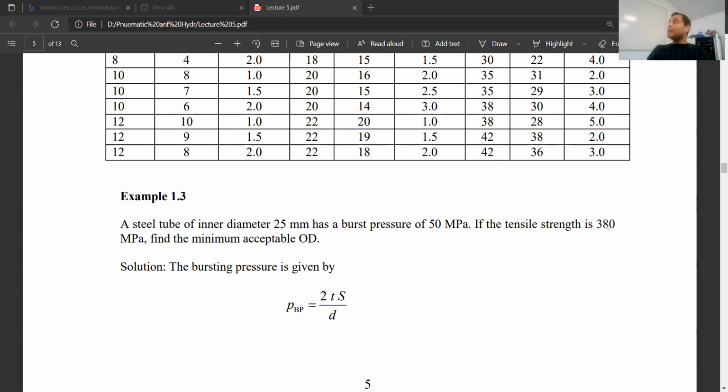Because this is in megapascal, 380 is in megapascal and 50 is in megapascal, there's no point converting that into pascals because the answer will sort itself out anyway. Mega and mega, they will cancel.